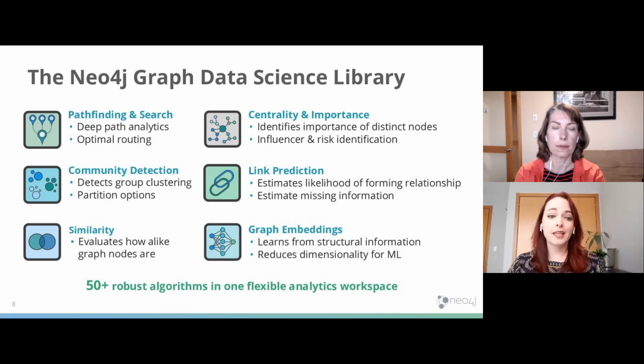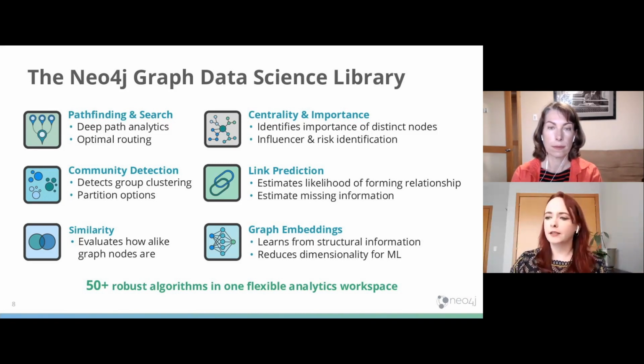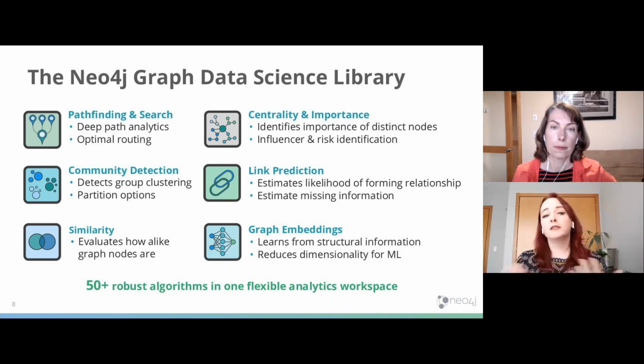So that's things like pathfinding and search. So given two nodes, what's the shortest path between them? What's the optimal path? How many nodes can I reach from this node? And we see those used a lot in supply chain and logistics or route planning, or even as predictive features. The closer two nodes are together in a graph, the more likely they are to be linked.